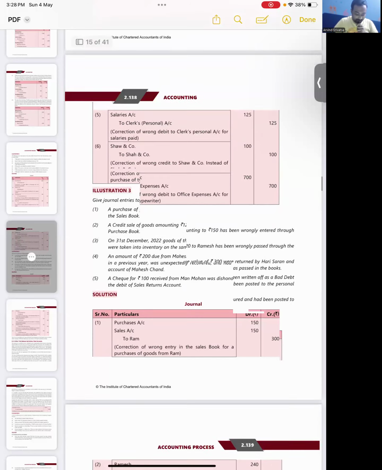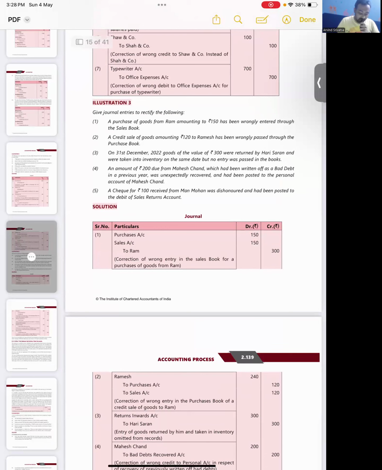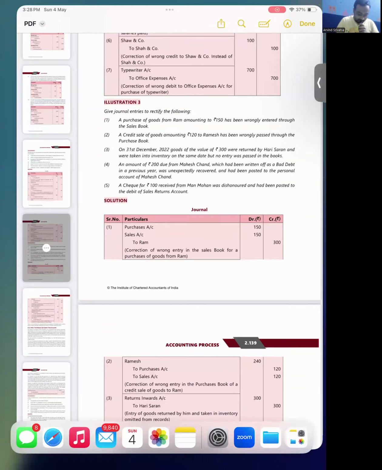So we left off with illustration 2 in the last part of the video. Now moving on to illustration 3. Let's take a look at the question and see what can be done. So here is illustration 3. First one: a purchase of goods from Ram amounting to 150 has been wrongly entered through the sales book. Let's write down the correct entry, wrong entry, and rectification entry, right?